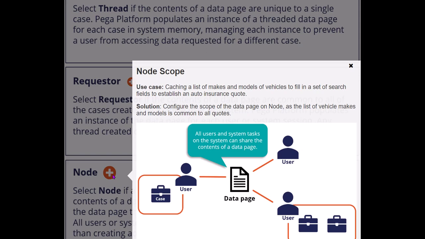So see, data page is all about reusability. If the reusability is across a service case level, use a thread scope. If the reusability is across different service cases in the same interaction or in the same requester session, use requester scope. If the reusability is across the application, throughout the organization, across multiple operators in the same node, then you can use node level. Node level is the highest possible reusability level. As you can see here, same data page can be used by multiple users in the same node.